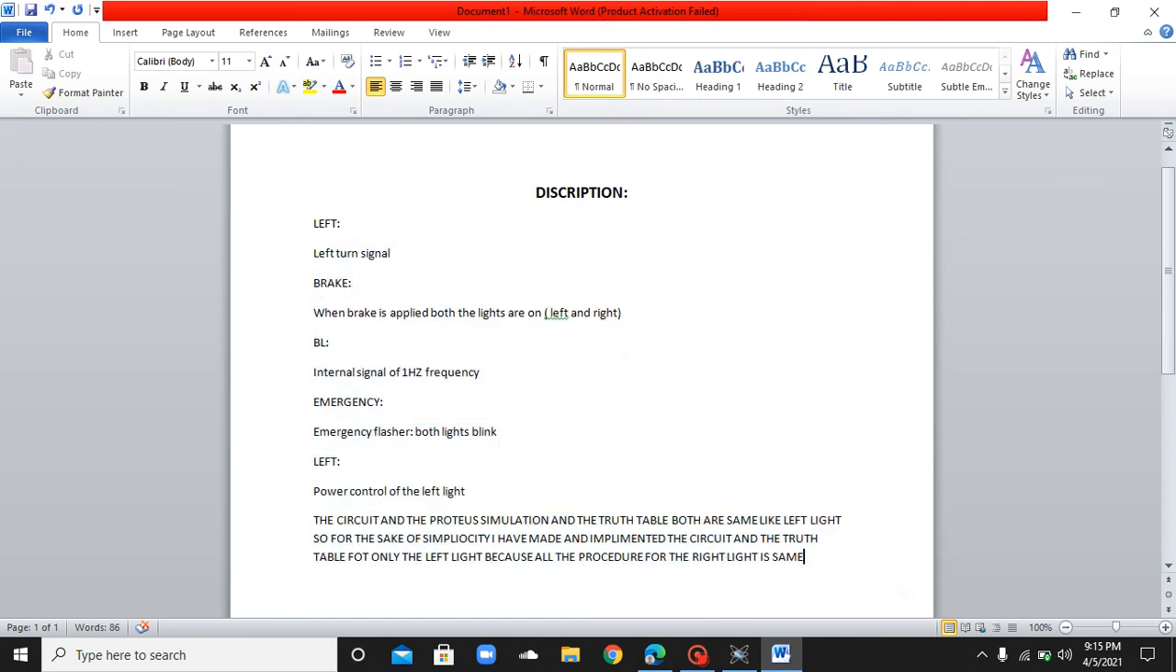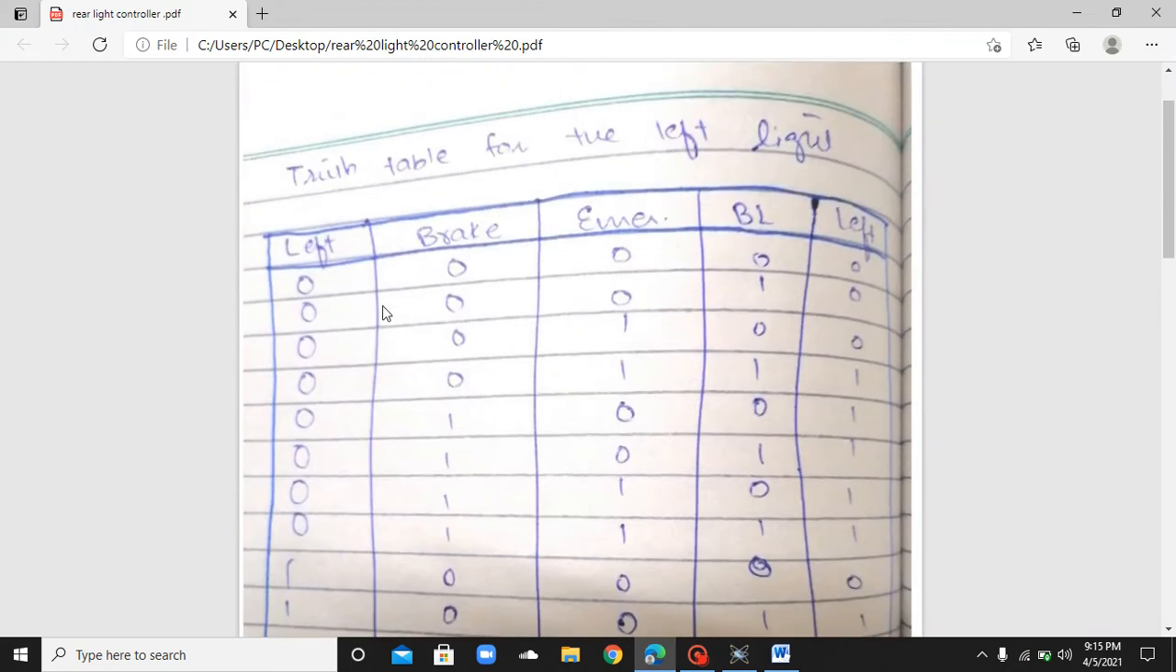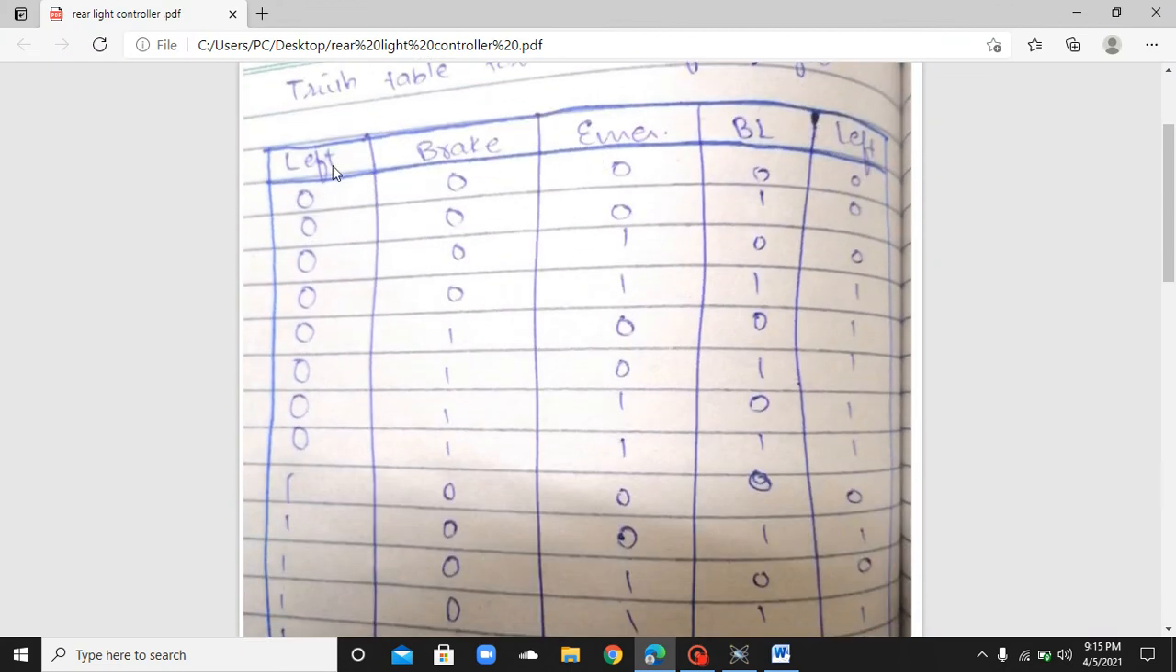So I am going to switch to the truth table of the circuit. Basically this is the truth table: left light, brake, emergency, and the internal frequency of 1 hertz. When all of these are at zero, we will be getting a zero output. And if three inputs are 0 and one input is 1, then we will be getting a 0 output, and simultaneously this whole truth table works.